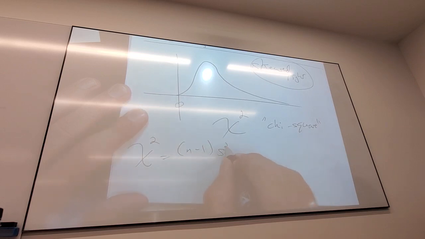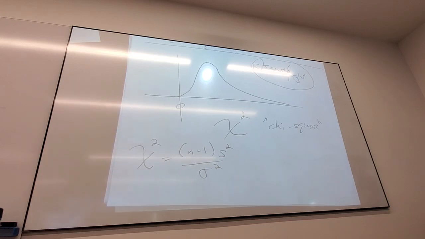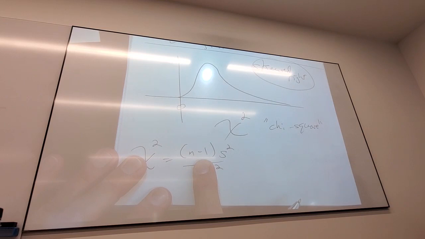While I was talking, I was like, do I remember it? Yes, I do. Can anyone identify it? Of course you can. What is n minus 1? Degrees of freedom. S, of course, is sample standard deviation, and sigma is population standard deviation.